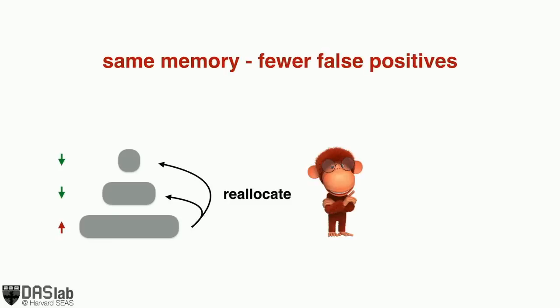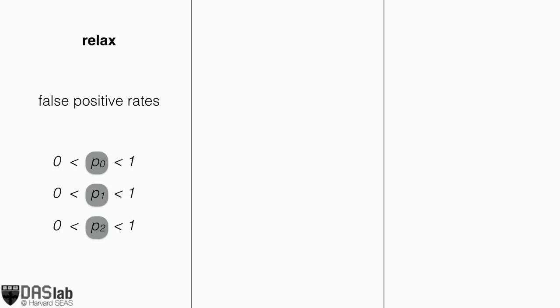OK, so the key idea is that with the same main memory, we can get fewer false positives and therefore fewer I/Os. So how do we actually solve this problem of figuring out how to optimally allocate false positive rates to the different levels? First of all, we relax the false positive rates for the different levels and let them just be variables that can take anything from 0 to 1.